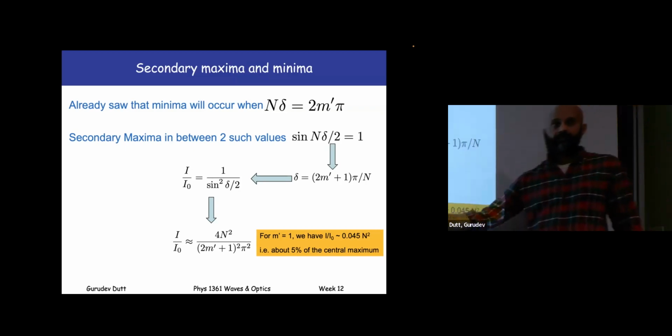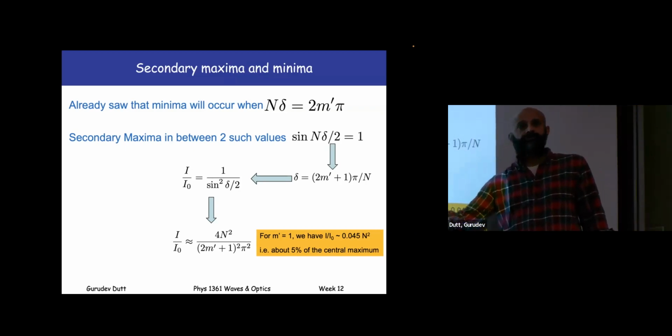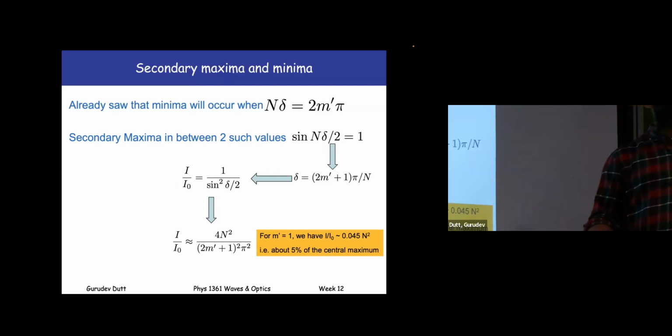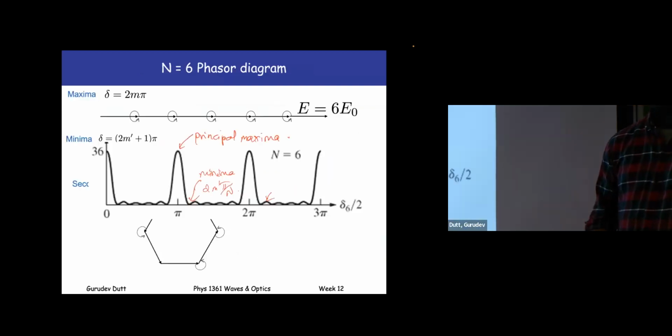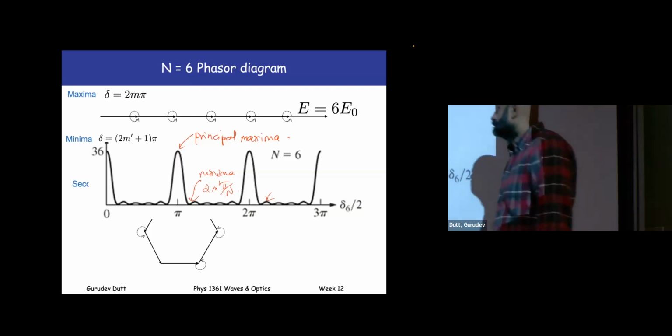This is for the first one, for m prime equal to 1. The other ones, m prime equal to 2, 3, etc., will be much smaller. In fact, we can even see how many there are going to be. This is also important to understand. You can almost see that right here.